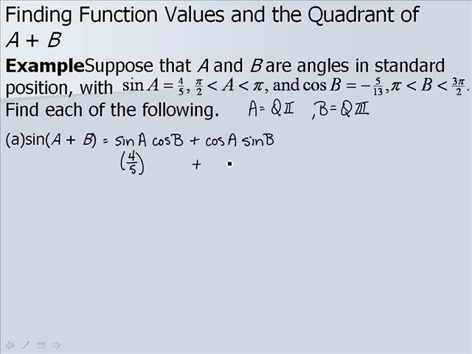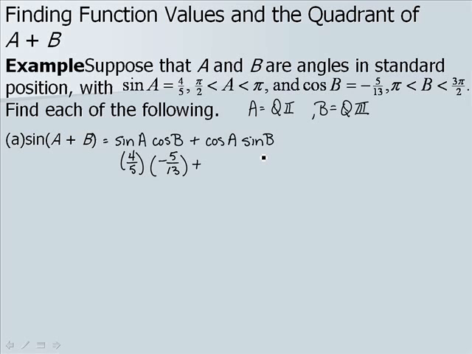And we've got the cosine of b. We know that it's -5/13. So we need to find the cosine of a and the sine of b. Now there's two ways we can do this. We can use our triangles or we can use our identities. So let me show you both.